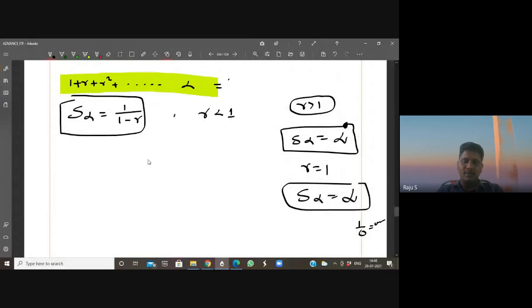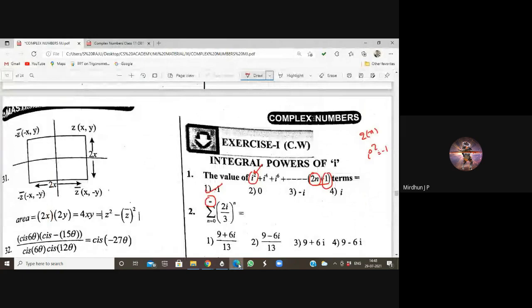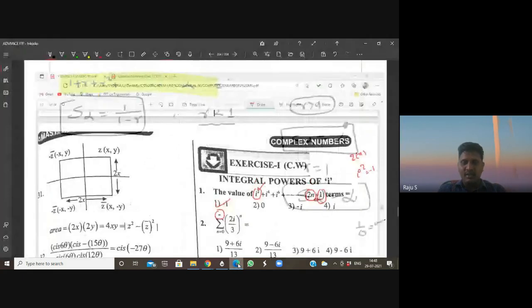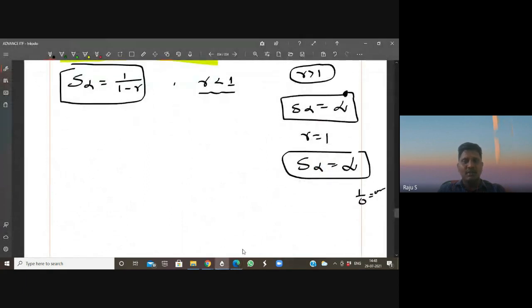Sum to infinity, the answer will be infinity. So this formula is applicable only when r is less than 1. Here, calculus means integrate and differentiate only, integration and differentiation. Differential calculus is there, integral calculus is there.